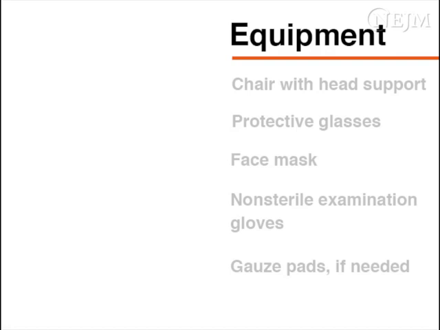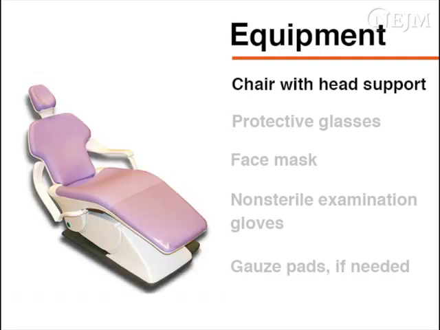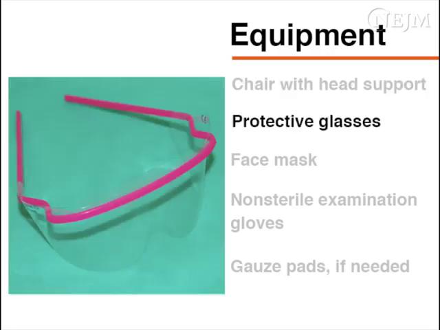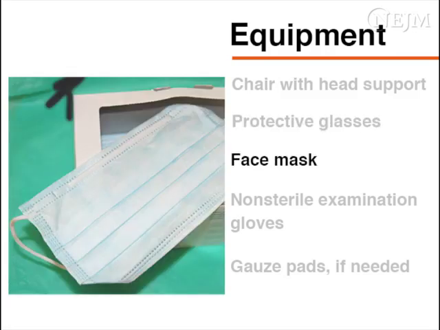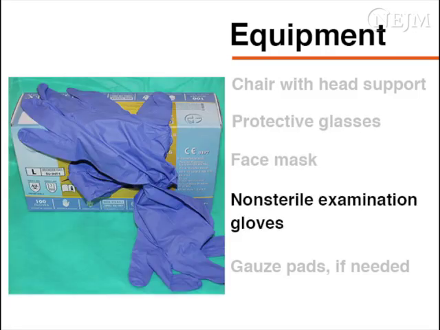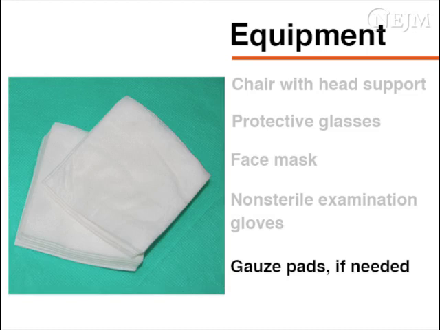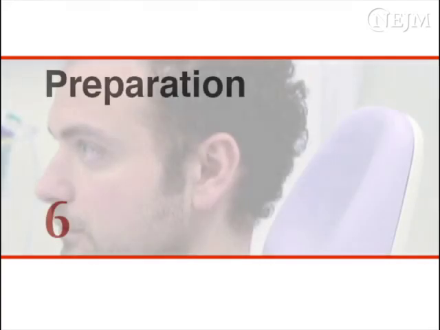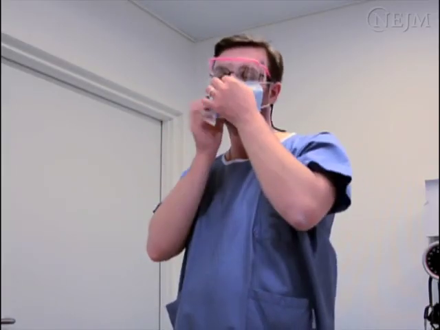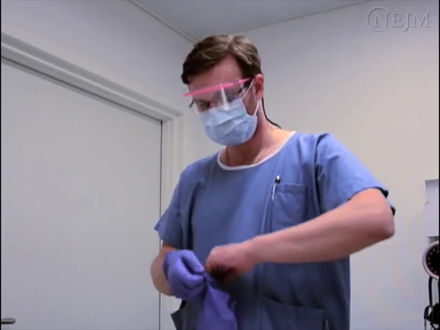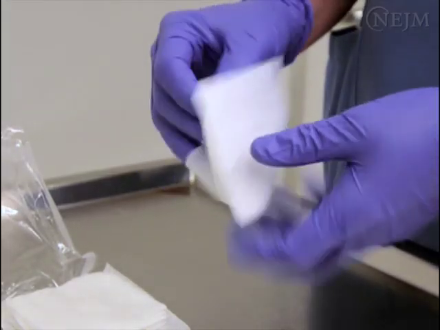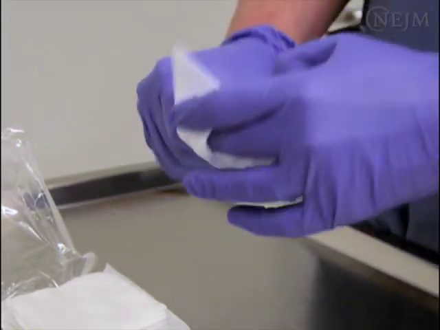You will need only basic equipment to perform the procedure: a chair with head support, protective glasses, a face mask, non-sterile examination gloves, and gauze pads which can be wrapped around your thumb for protection during the procedure. Seat the patient on a chair that provides head support. Put on your glasses, face mask, examination gloves, and, if necessary, wrap a gauze pad around your thumb to shield it from the sharp cusps of the patient's teeth.